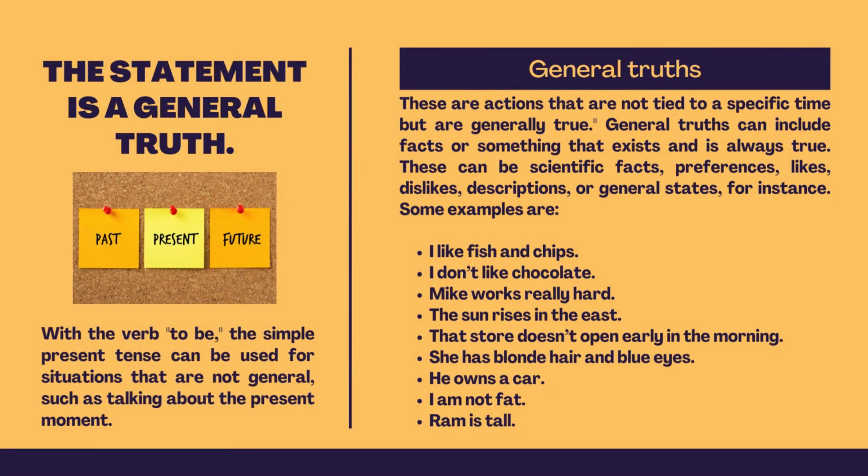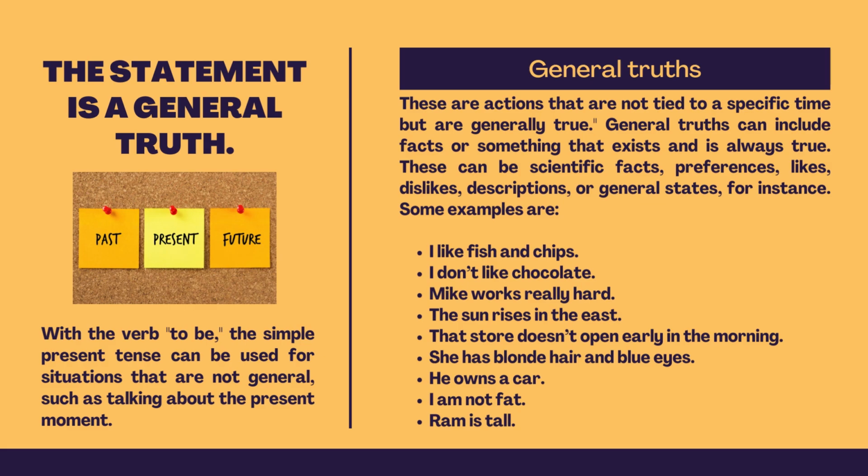General statements of truth. And these are actions that are not tied to a specific time but are generally true. General truths can include facts or something that exists and is always true. These can be specific facts, preferences, likes and dislikes, descriptions, or general states. For instance, I like fish and chips. This is a general truth about me. Or we could say, the sun rises in the east. Or she has blonde hair and blue eyes.